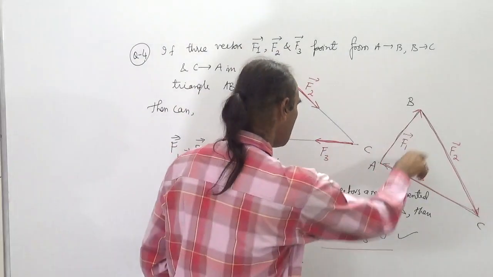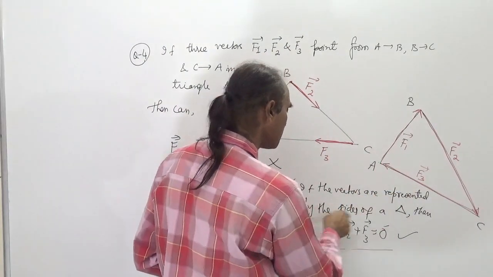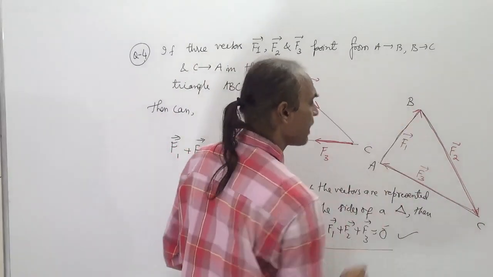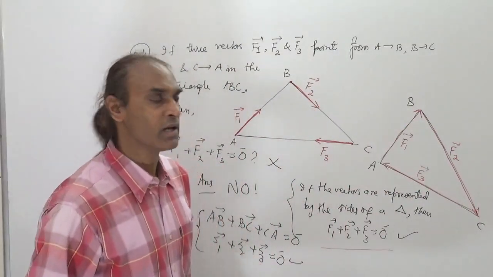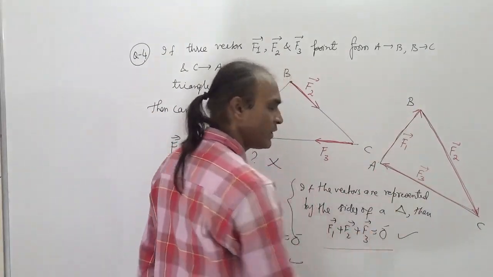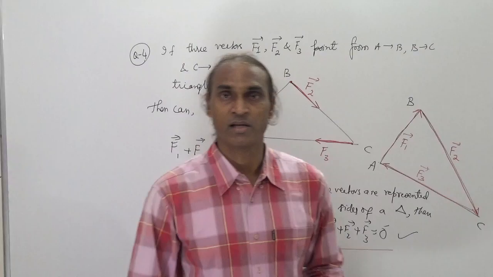But in this case, the vectors are represented by the sides of a triangle. Specifically, if you ask this question, then it will satisfy the statement of the triangle law of vectors. According to that, the sum of these three vectors will be equal to 0. I hope this answers your question.